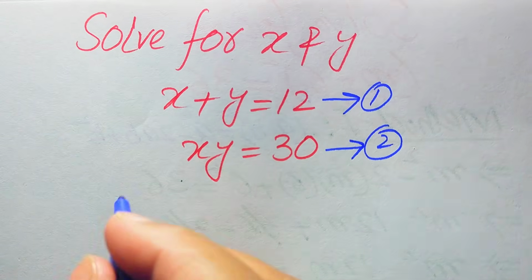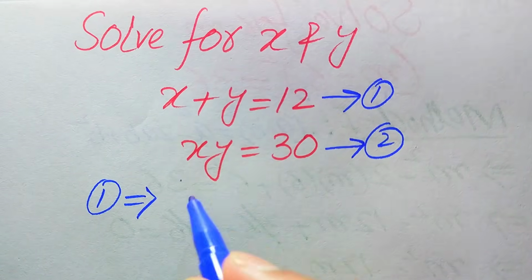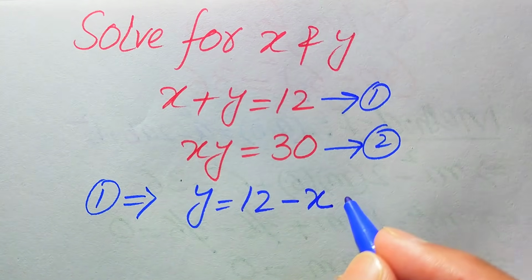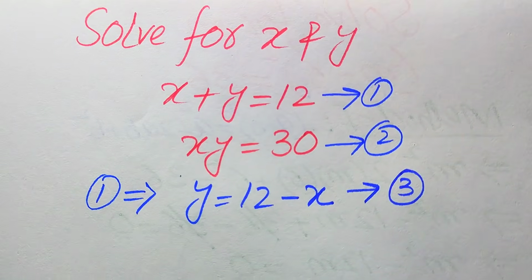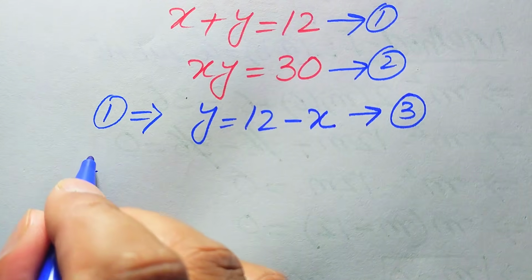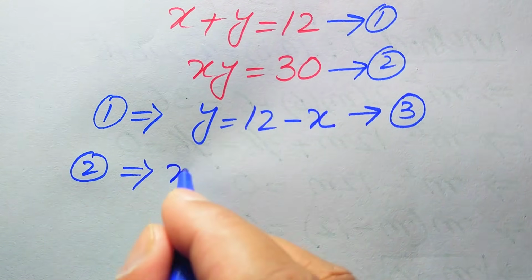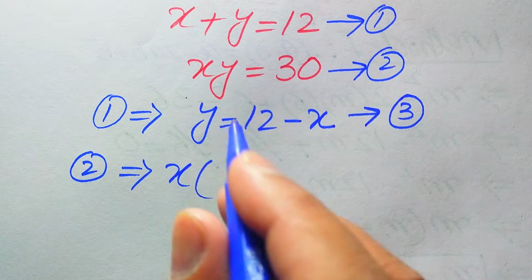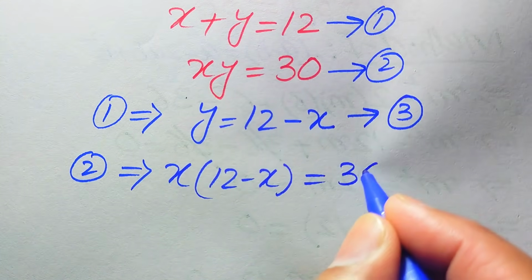So we need to focus on equation number 1. Equation number 1 implies that we move this x to the right-hand side and we get the value of y equal to 12 minus x, and we call this our equation number 3. So we substitute this value of y into equation number 2, which implies xy. Here we put the value of y, and our y is equal to 12 minus x. When you put it here, it becomes x times (12 minus x) is equal to 30.